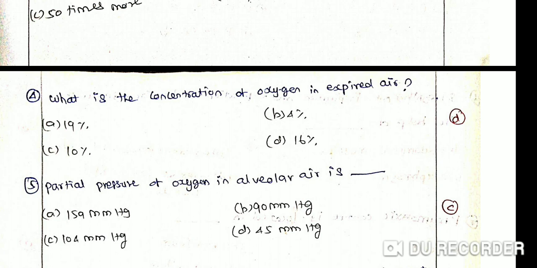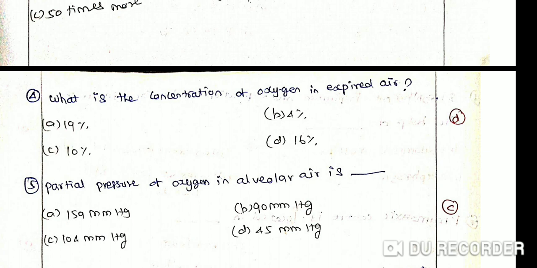Inspired air contains 19.6% oxygen and the expired air contains 15.7% oxygen. So approximately 4% oxygen goes to blood from air. In the same way, inspired air contains carbon dioxide 0.04% and expired air has 3.6% carbon dioxide. So approximately 3.56% carbon dioxide goes to the air from blood.